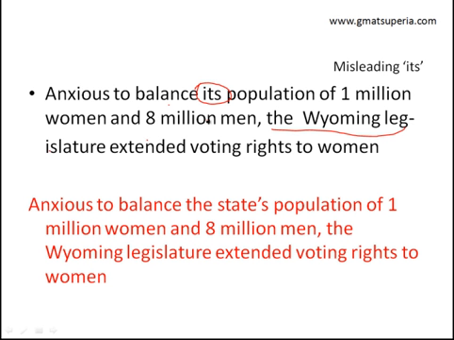But here, when we refer to its population, we have a modifying phrase, anxious to balance its population. Now, who is anxious to balance its population? According to sentence construction, it is the Wyoming legislature. But by meaning, can the Wyoming legislature have a population of 1 million women and 8 million men? No. If you just go by the grammarian's rules, Wyoming legislature is singular, so you may think it agrees. But do not ignore meaning in sentences. When you are in a hurry to identify the grammatical errors, do not ignore the meanings.